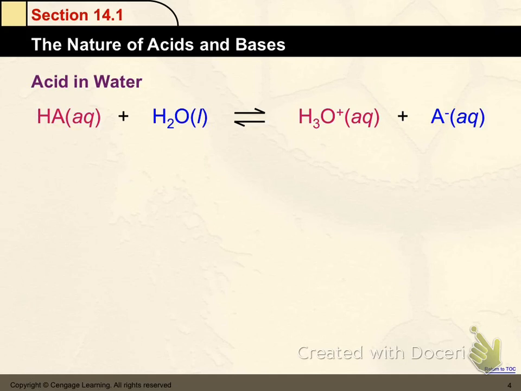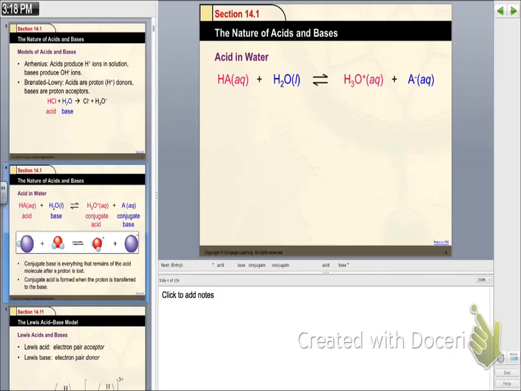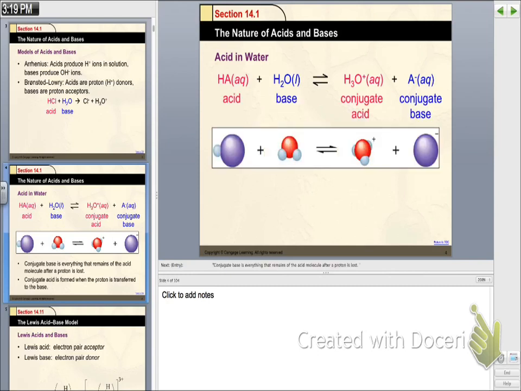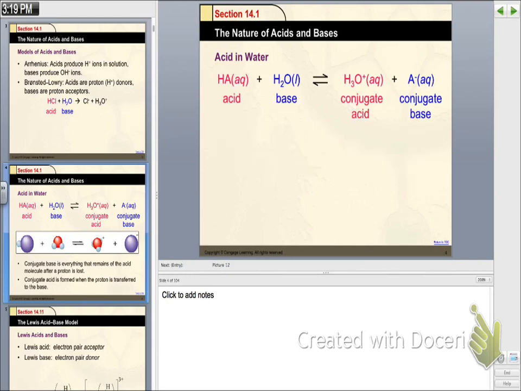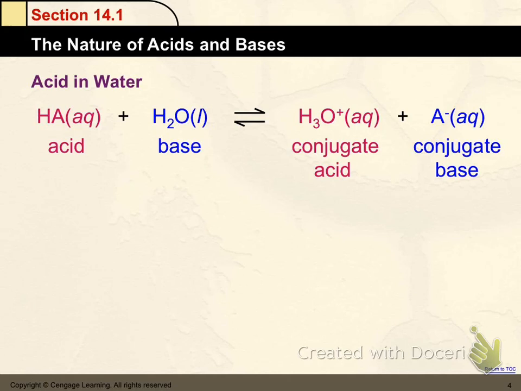Okay, let's talk about acid in water. When acid is dissolved into water, the acid is the thing that has the proton in front, and the base is going to be water, like I defined on the previous slide. Now, there are two different definitions that we want to get at. There's something called a conjugate acid and a conjugate base. The conjugate acid is formed from accepting a proton. So you can see that the water in this case has accepted a proton to become H3O+.